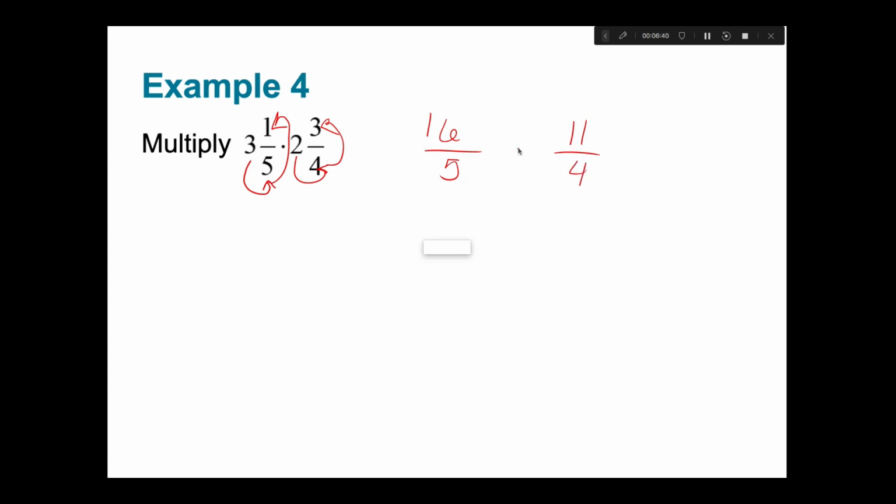I am multiplying these, so do I flip anything? No, I do not. Is there anything I can cross-cancel before I go any further? Okay, what can I cross-cancel? The 16 and the 4. What does the 16 become if I divide it by 4? A 4. What does the 4 become? A 1.